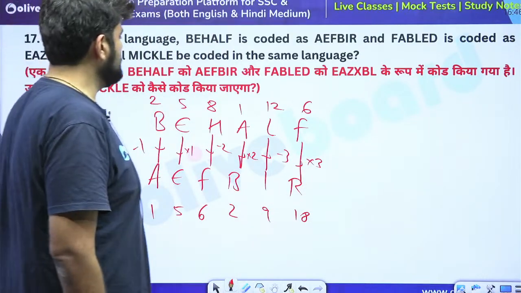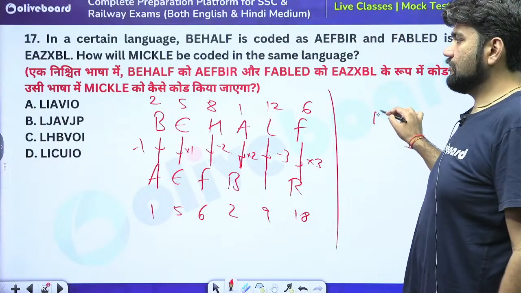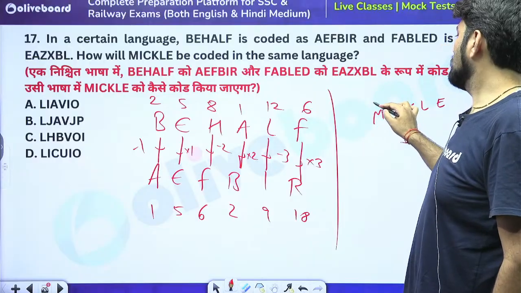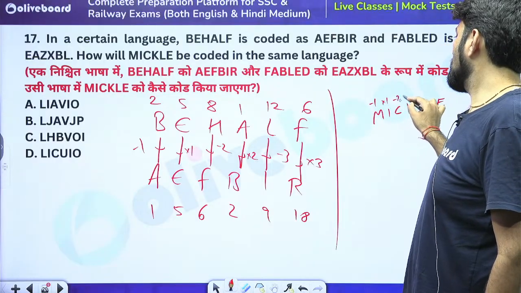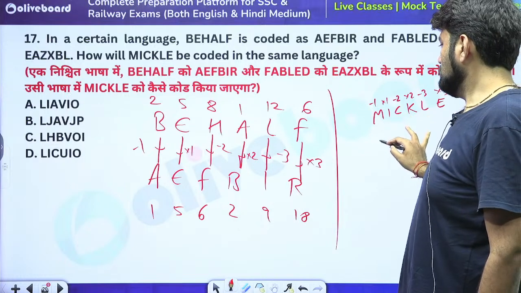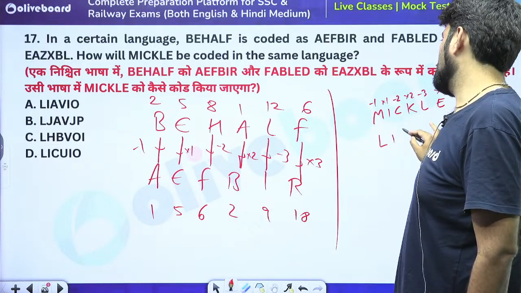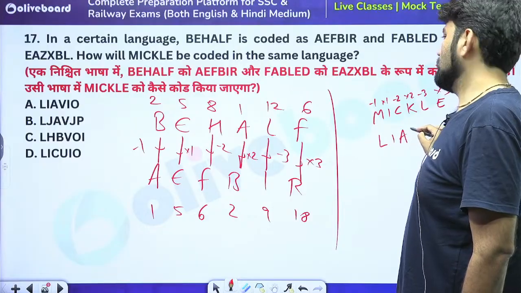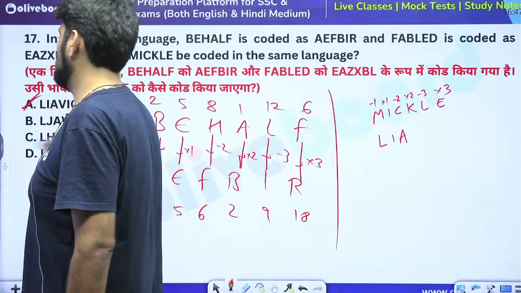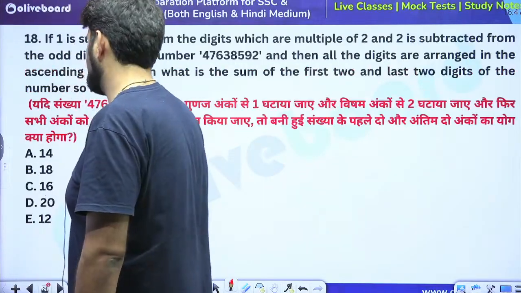So what is the code for Mickle? What is the code for Mickle? M-I-C-K-L-E. So 12, that is L, then I, then C minus 2 is A, L-I-A, only one option, so option A is the right answer. That's it. Next.